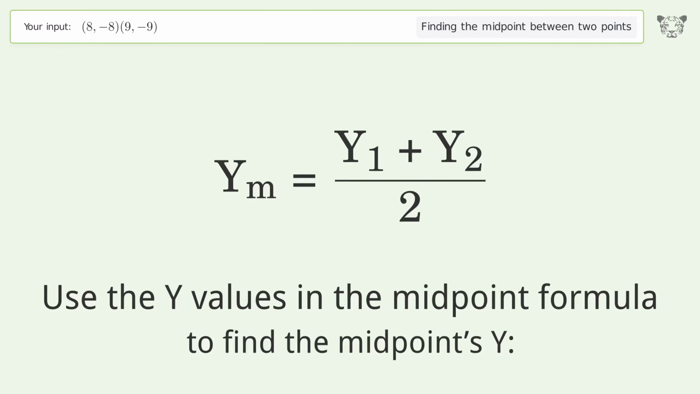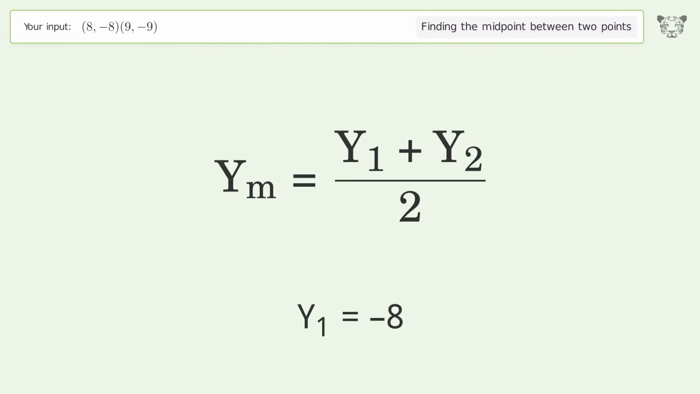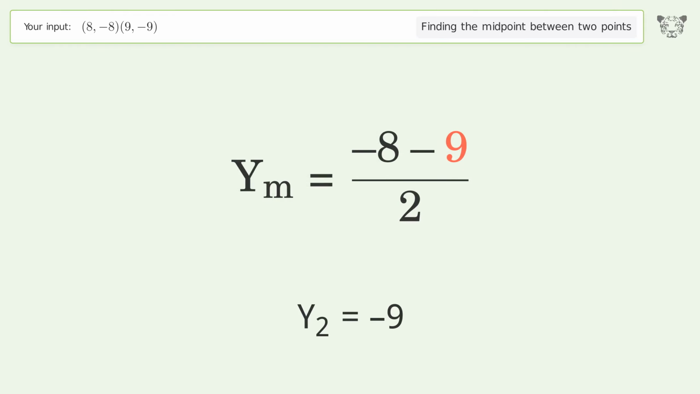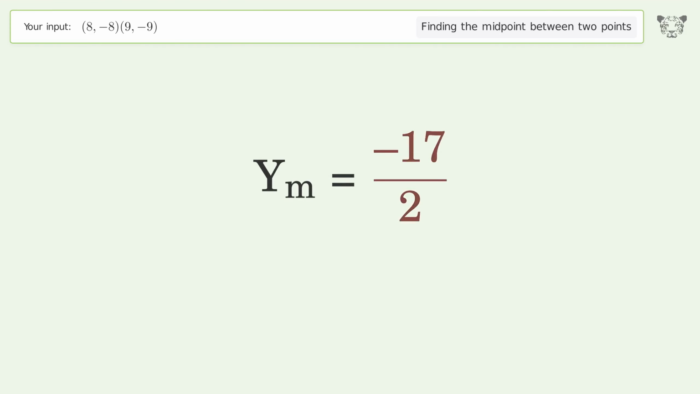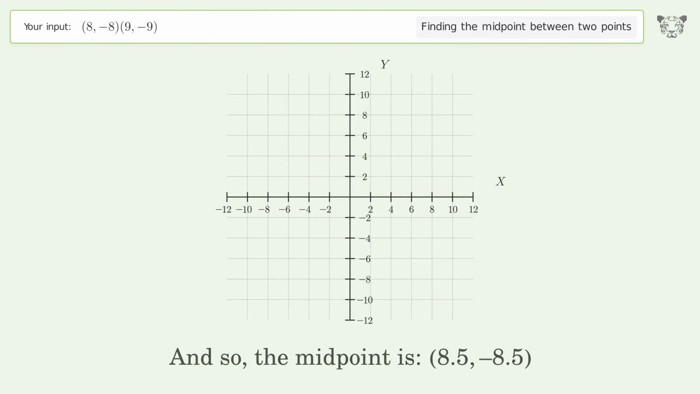Use the y values in the midpoint formula to find the midpoint's y. y1 equals negative 8. y2 equals negative 9. Simplify the arithmetic. And so, the midpoint is 8.5, negative 8.5.